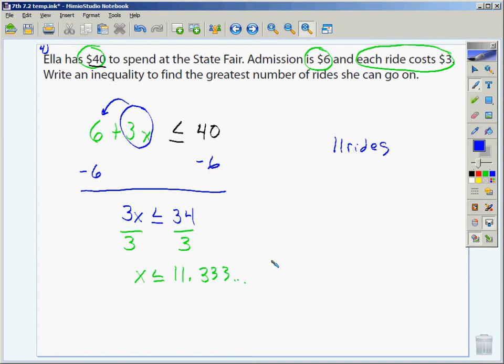Yeah, I can't ride a half or a third of a ride, can I? I can only ride what? A whole ride. Since X had to be less than or equal to 11, then I can only ride up to 11 rides. Anything that I ride less than 11 rides means that I'm coming home with more money in my pocket out of my $40.